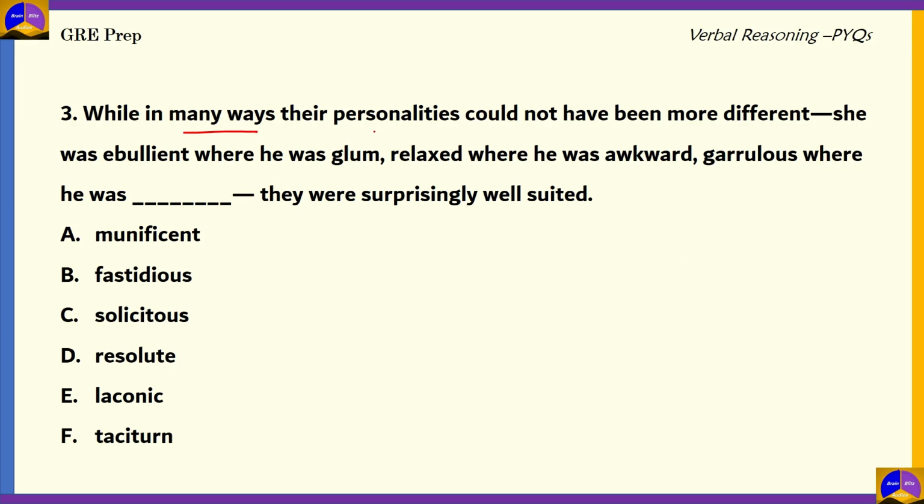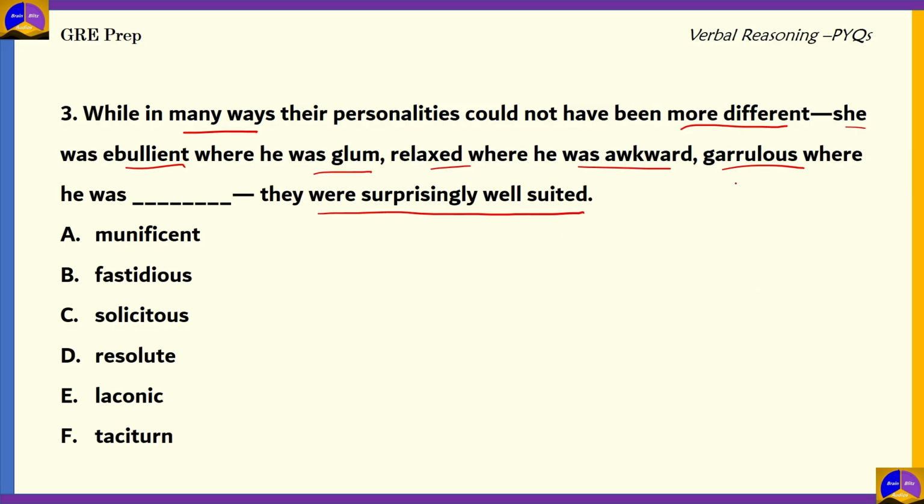While in many ways their personalities could not have been more different, she was ebullient where he was glum, relaxed where he was awkward, garrulous where he was blank, they were surprisingly well suited. So again, we're talking about 2 personalities. One person was ebullient, relaxed and garrulous. The other person was glum, awkward and blank.